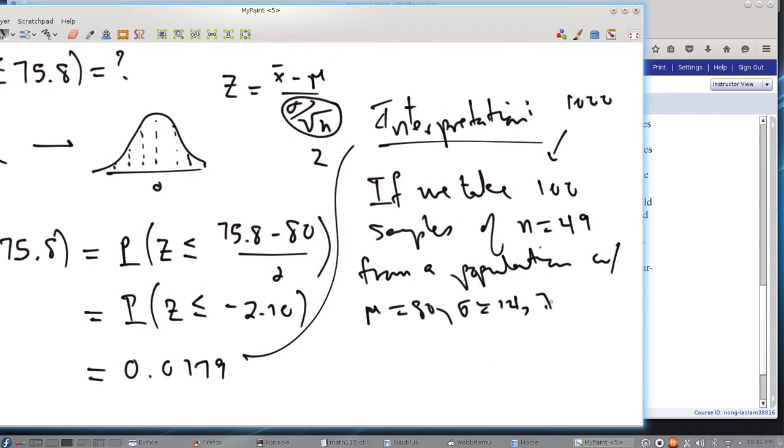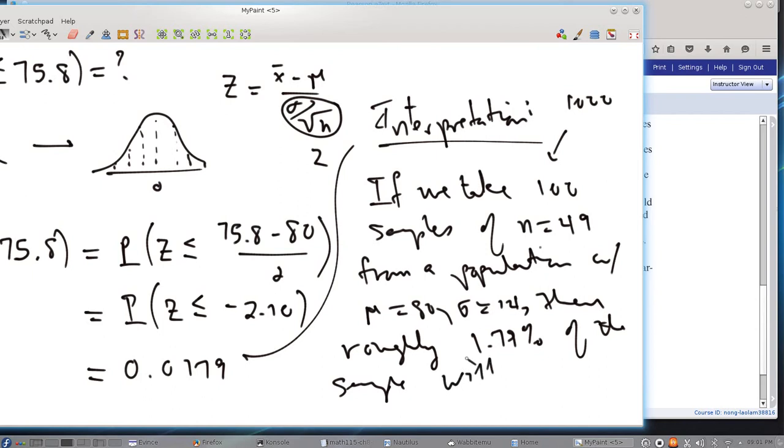Okay, then roughly 1.79% of the samples will have a mean that is less than 75.8. Okay, that is the interpretation of that result.